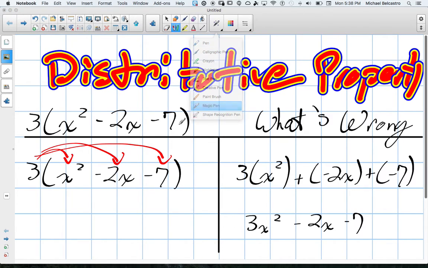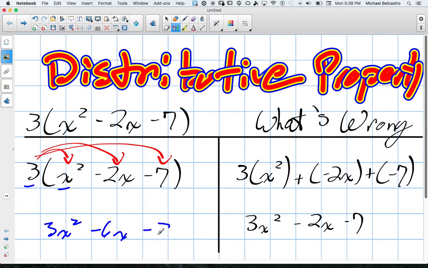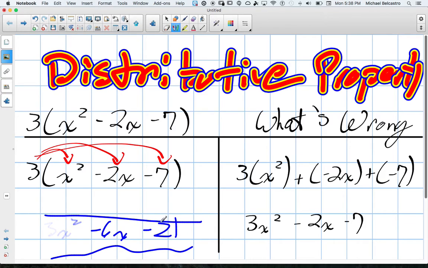You could just do this part in your head. You know, you could do 3 times x squared. Well, I know that's 3x squared. 3 times negative 2x, that's negative 6x. 3 times negative 7, negative 21. Okay, right, I could have done it that way. But I'm going to actually give you a step-by-step version too, just to get there, okay? If you can do it in your head, that's great.